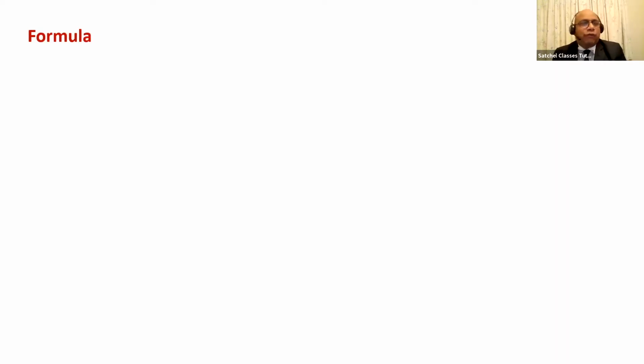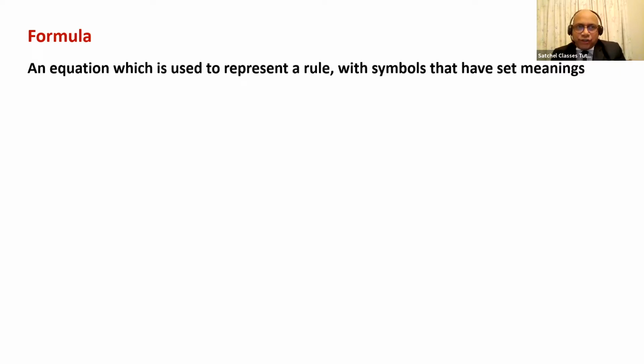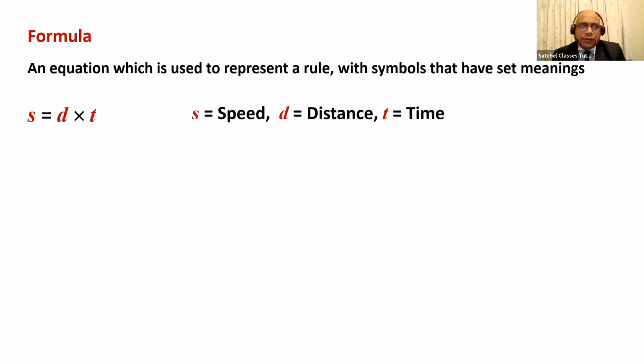Finally, let's come to formula. What is a formula? A formula is an equation which is used to represent a rule in which symbols have set meanings. Each of the symbols or variables that are used represents a specific quantity. It has meaning. For example, S equals D divided by T, where S represents speed, D represents distance, and T represents time. So speed equals distance over time. That's a formula.